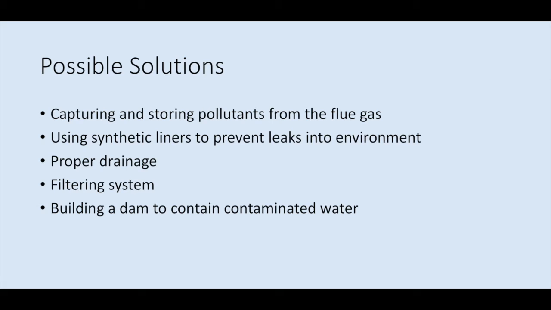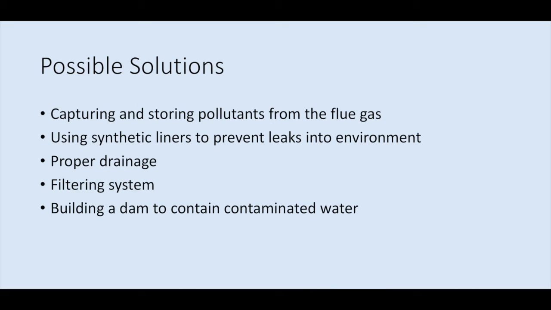Luckily, there are a myriad of ways to reduce the pollution emitted by the power plant, such as capturing pollutants in the flue gas and storing it so that it does not get emitted into the atmosphere, or installing synthetic liners to prevent leaks of those harmful pollutants into the environment. We can also install a proper drainage system in which the harmful pollutants discharged are carried away safely. In addition to these, waterways should be monitored regularly to ensure that the level of pollutants is compliant with the relevant standard guidelines.